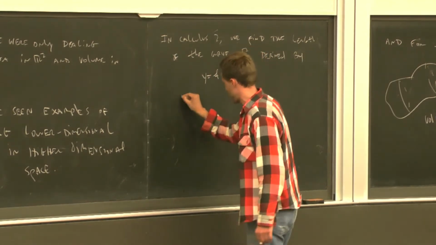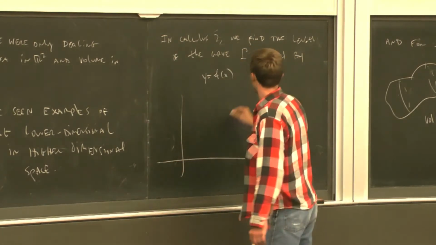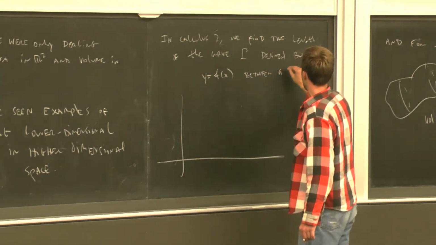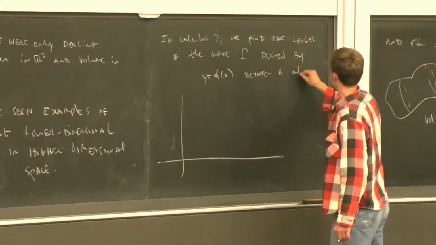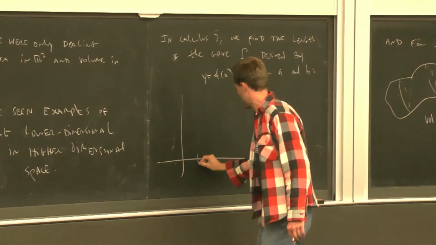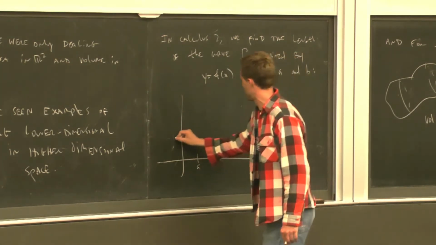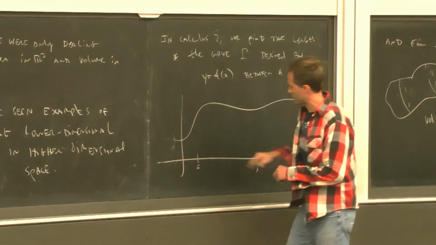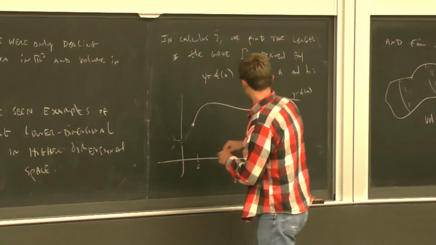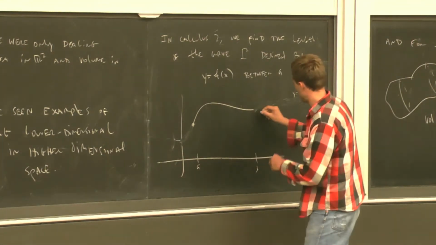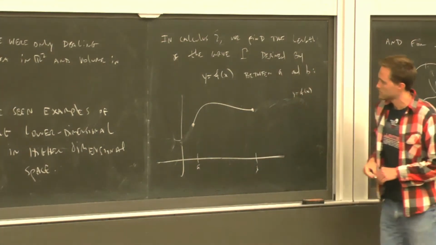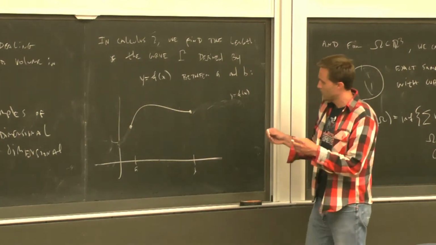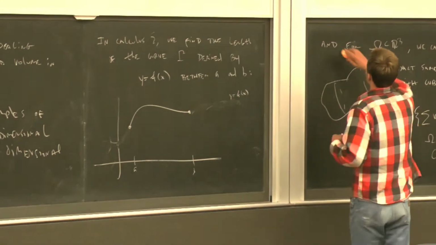So again, we have the exact same picture between A and B. Here's my A, and here's my B, and here's my y equals f of x. Maybe let's just cut it off at A and B. That's what my notes probably say. Cut it off at A and B, so we're not confusing anything. So here's a nice looking curve, and we calculated the length of this.